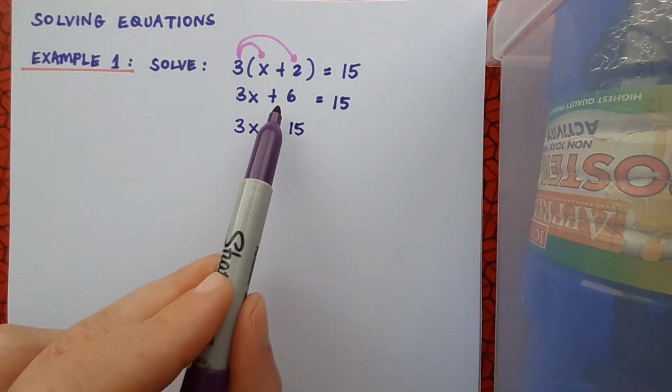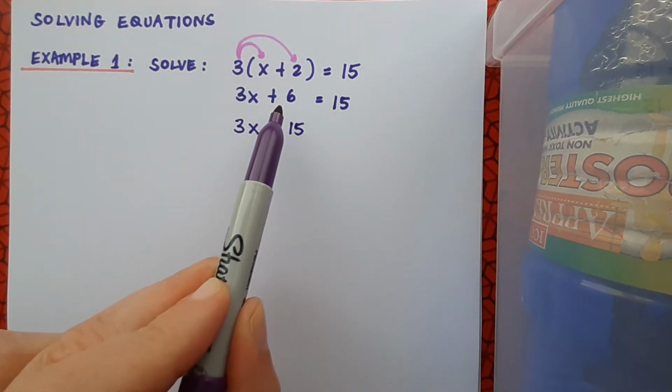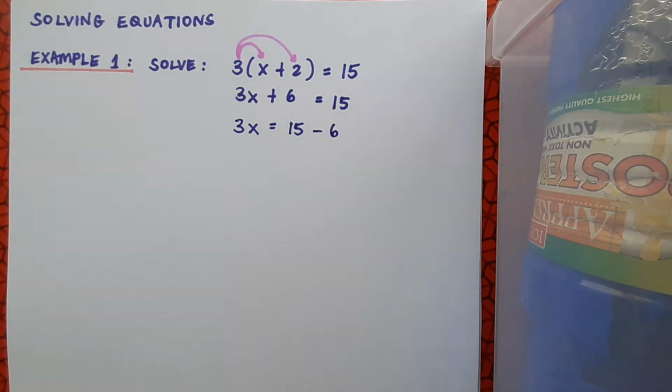Now, if it's a plus 6 on the left-hand side of the equation, if it's adding on the left-hand side, when it comes across, it must do the opposite of adding. So it must subtract. And now I can simplify my right-hand side. 15 minus 6 is 9.